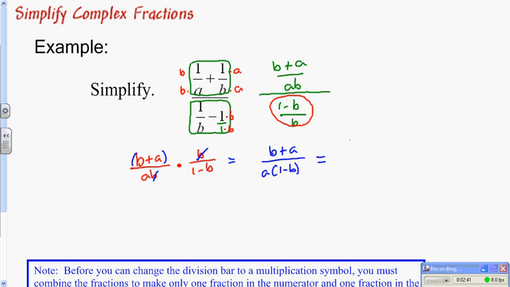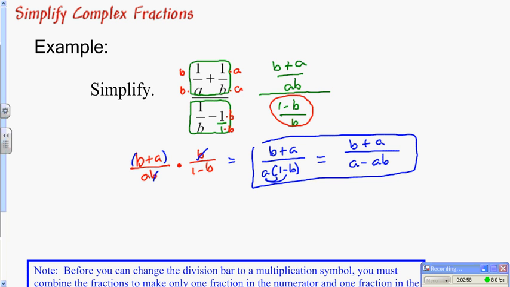And that is good. Or sometimes you'll notice that they will distribute that denominator back through and get A minus AB. So they just took it and redistributed it. Both are considered acceptable. This ends lesson 9.2.